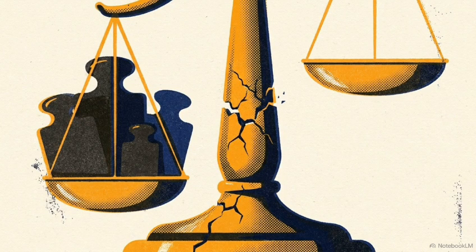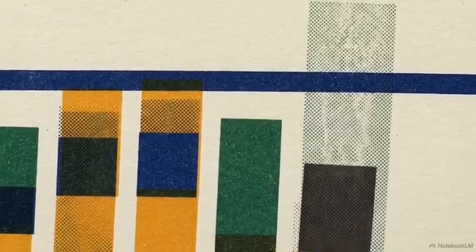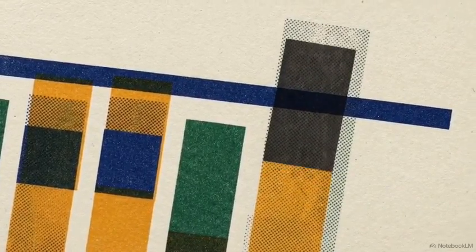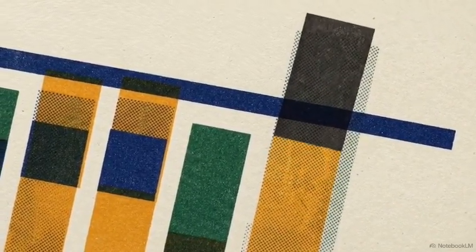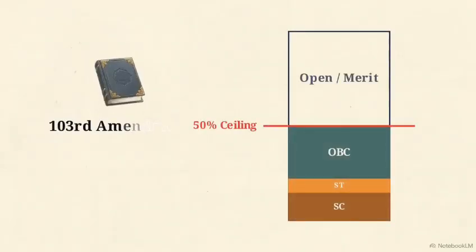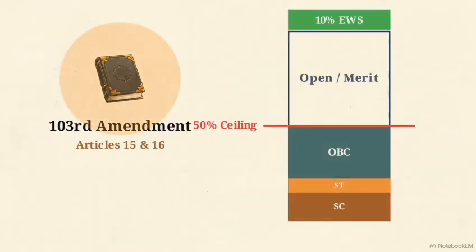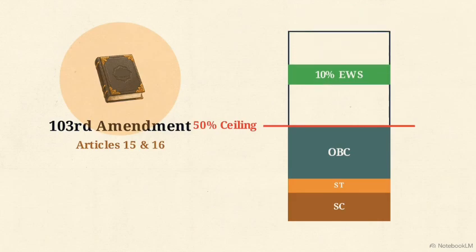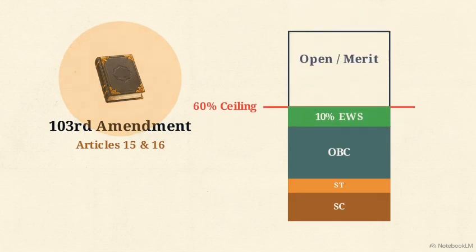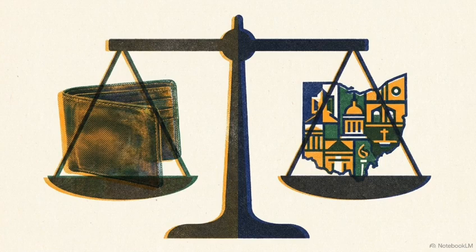Implementing this 10% quota created an immediate constitutional crisis. Adding it to the existing reservations meant the total reservation would reach 60%, mathematically breaking the Supreme Court's 50% ceiling. To make this legal, the government passed the 103rd Constitutional Amendment. By adding new clauses to Articles 15 and 16, they physically altered the Constitution to authorize this specific breach of the 50% limit. Through the 103rd Amendment, the state established that economic poverty is a standalone justification for affirmative action, even in the absence of historical caste-based discrimination.